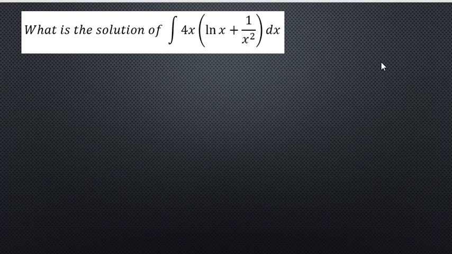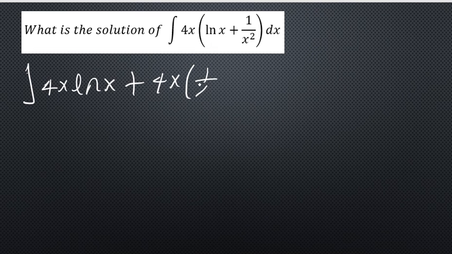Okay, the last question for today, it's going to be integration. Let us see it. What is the value of the integral? Okay, that means in the integral, we will multiply. The 4 will multiply each of them. It will be 4x ln x plus 4x, again multiplied by 1 over x squared, then dx.